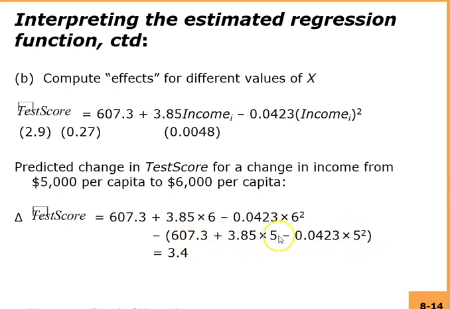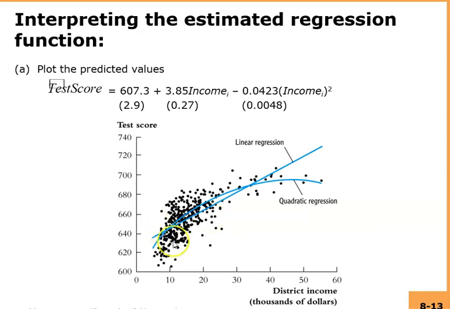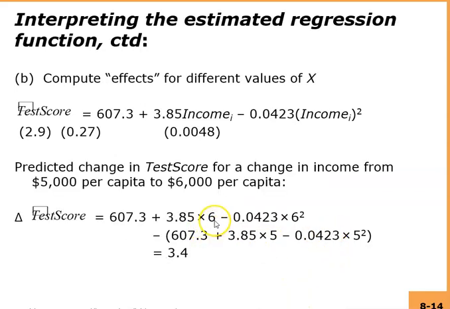And when we do that, we will actually see what the change in TestScore will be, and the change in TestScore is 3.4. Remember that the graph over here is in thousands of dollars. So the income is in thousands of dollars, so that's why we are not using 6,000 and 5,000 over here. We are instead using only 6 and 5.